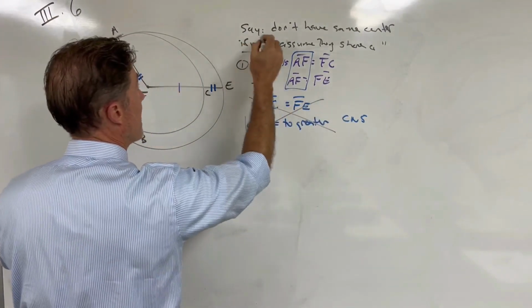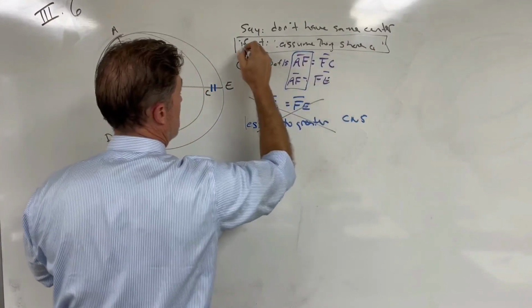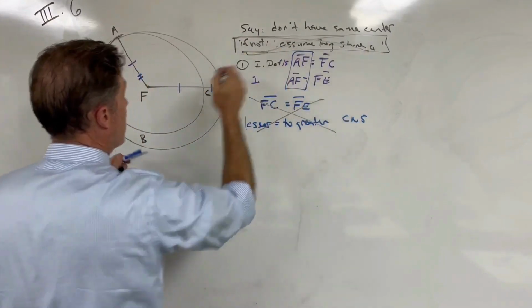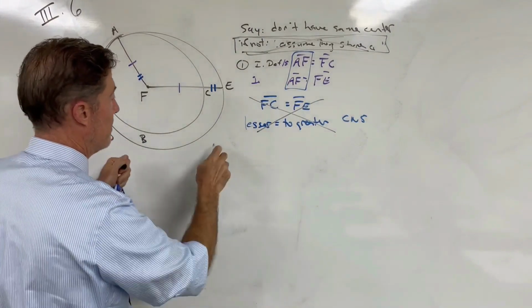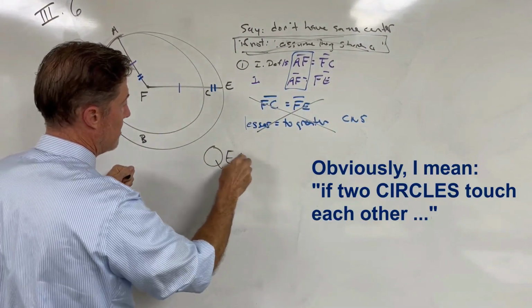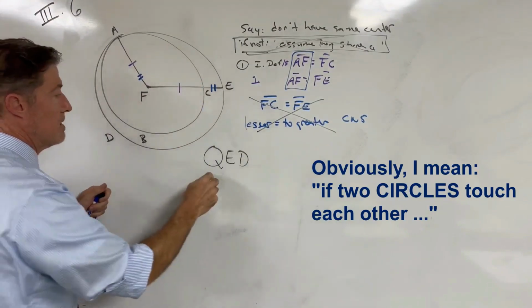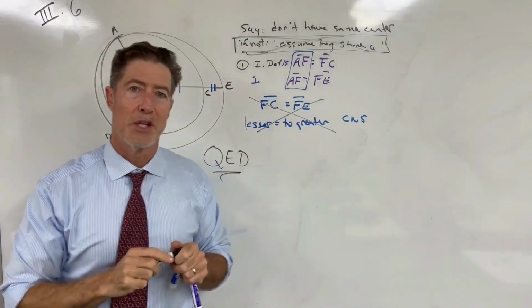Therefore, the assumption that gave rise to this must be rejected. Therefore, they cannot share a center. And that's what we were proving. That if two circles touch each other interiorly, they cannot share the same center. Since we've proved that, we conclude QED.